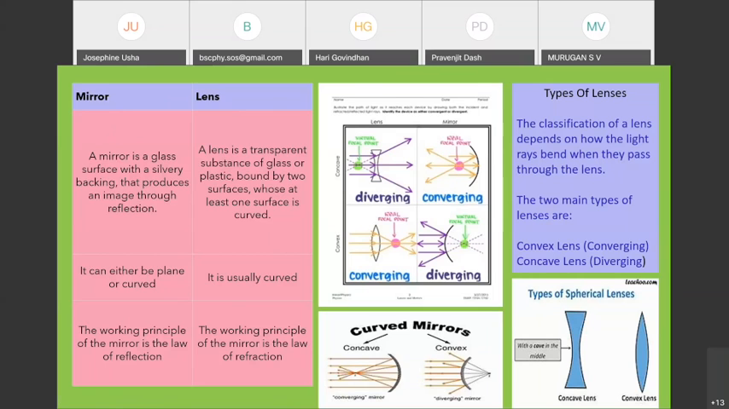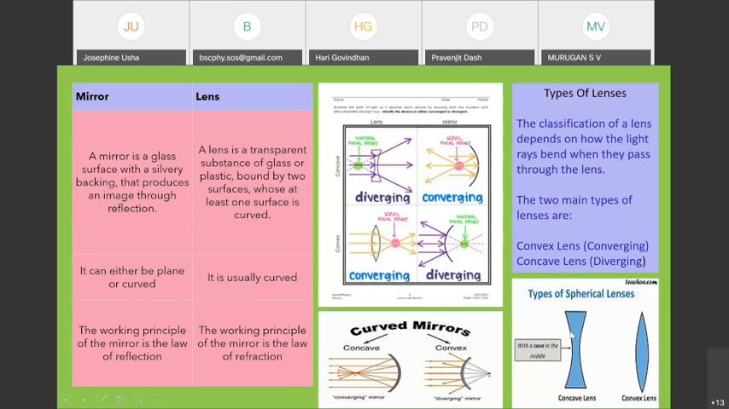In both, there are concave and convex mirrors, spherical mirrors, and similarly in lenses there are concave and convex lenses. So what is the difference between these two? See, from the subject point of view, we have to explain this a little. So look at this. Types of lens means convex lens and concave lens. Similarly for curved mirrors, right? There also we have concave and convex.